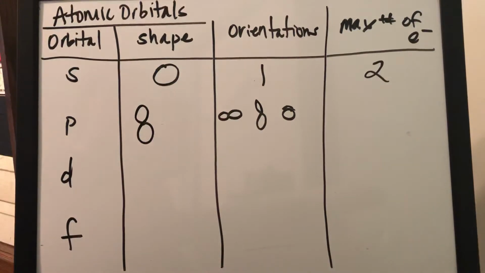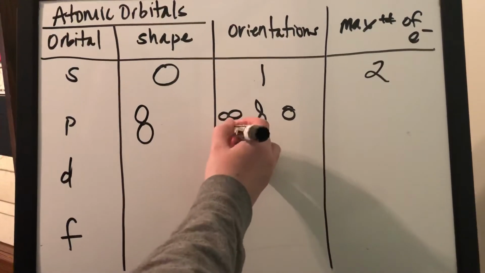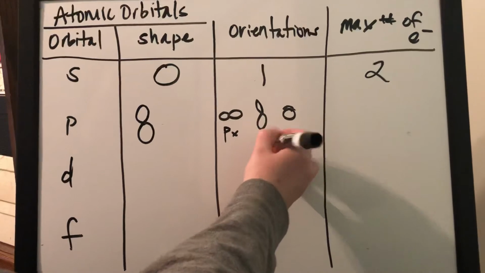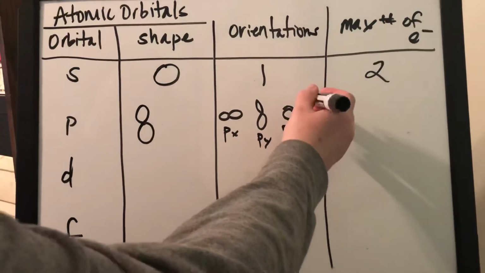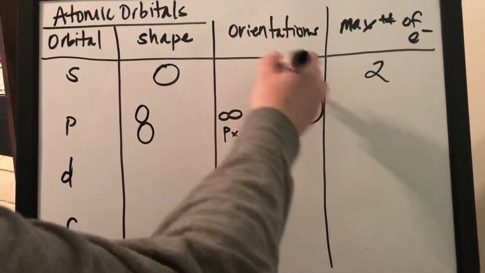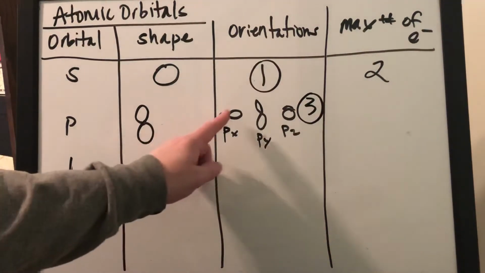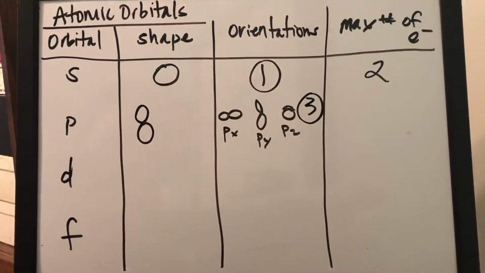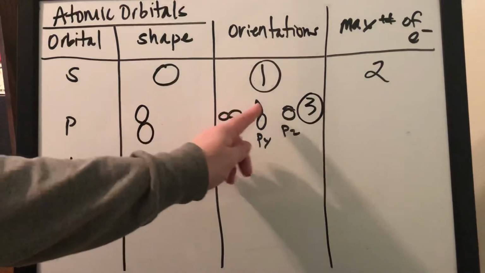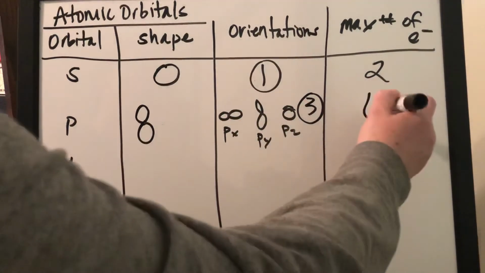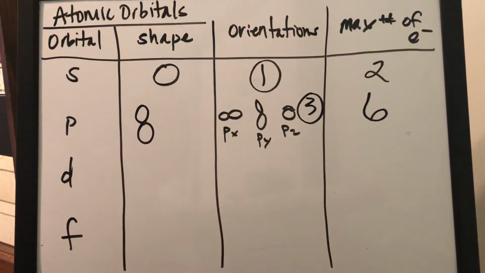And conveniently, this is what we call them. We call this the px, the py, and the pz. So there are 3 orientations here, and each one of those orbitals can hold 2 electrons. So 2, 2, and 2 max, making my total number of electrons 6.